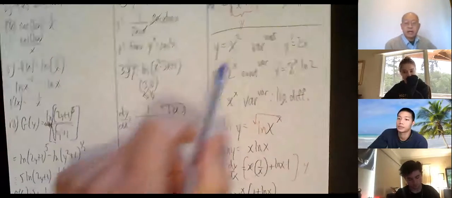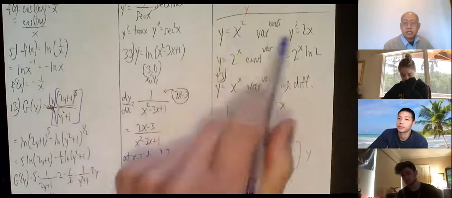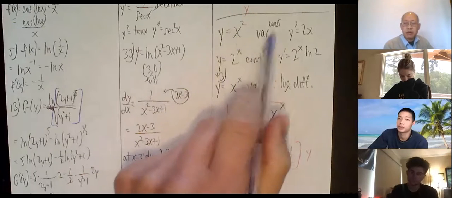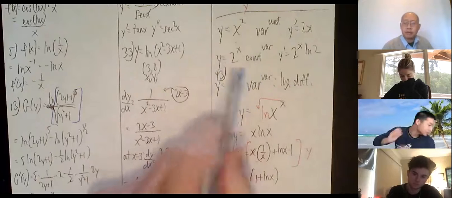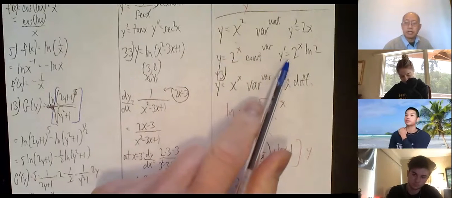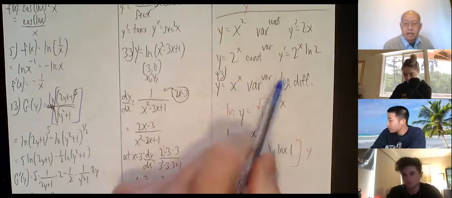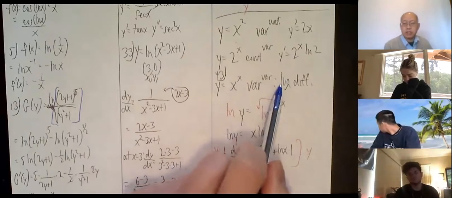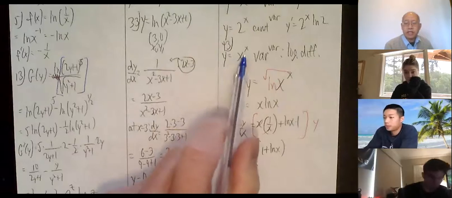All right, and then, yeah, I showed you this again. If you have a variable to a constant, like x squared, the derivative is 2x. But if you have a constant to a variable, 2 to the x, the derivative is 2 to the x ln 2. But if you have a variable to a variable, like x to the x, you do logarithmic differentiation. Okay, so here's the highlights of how to differentiate x to the x.